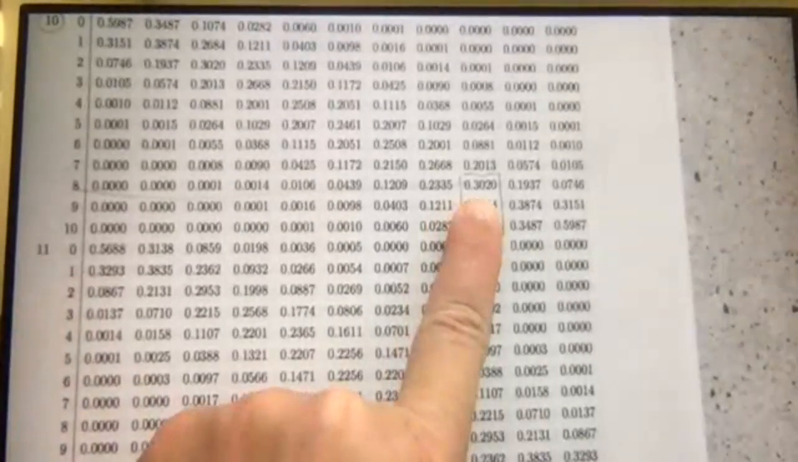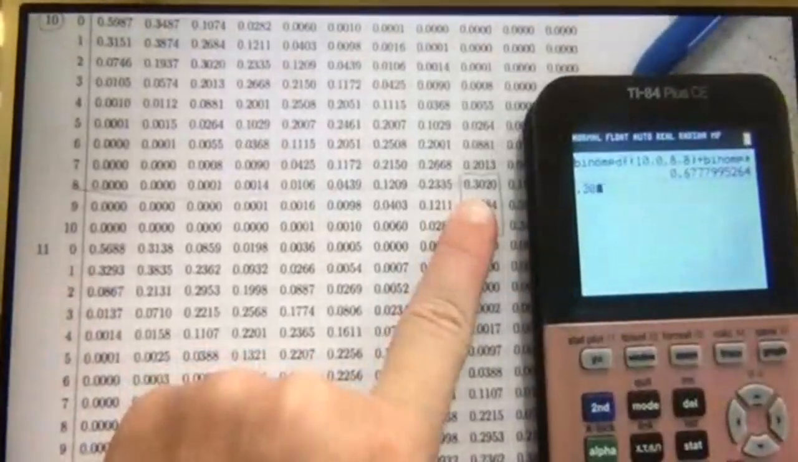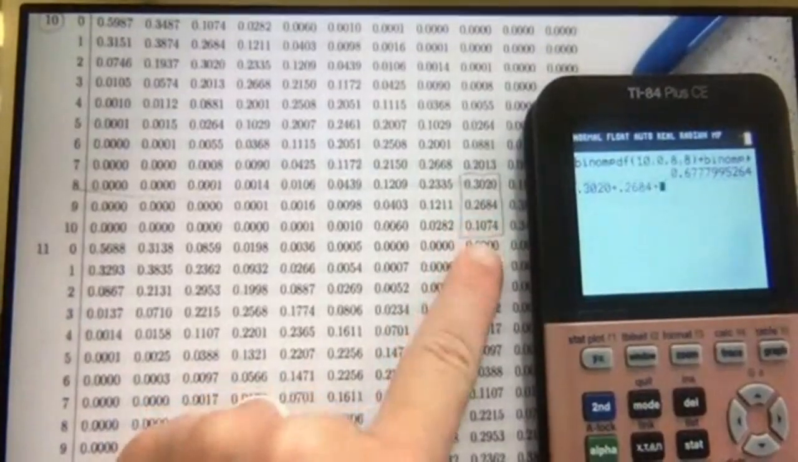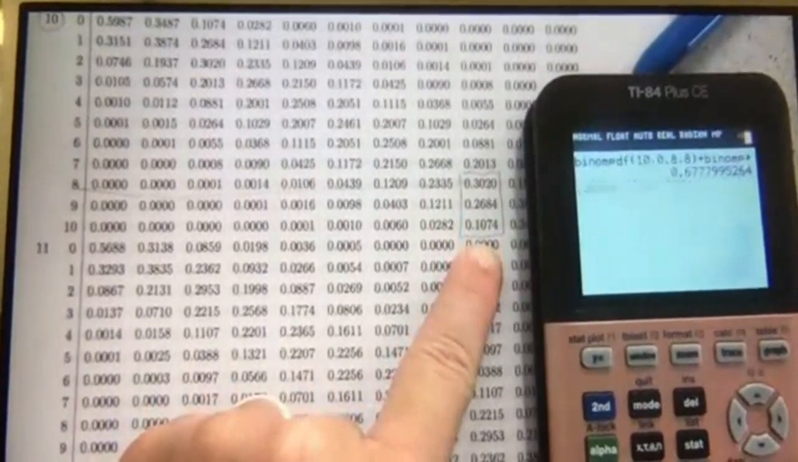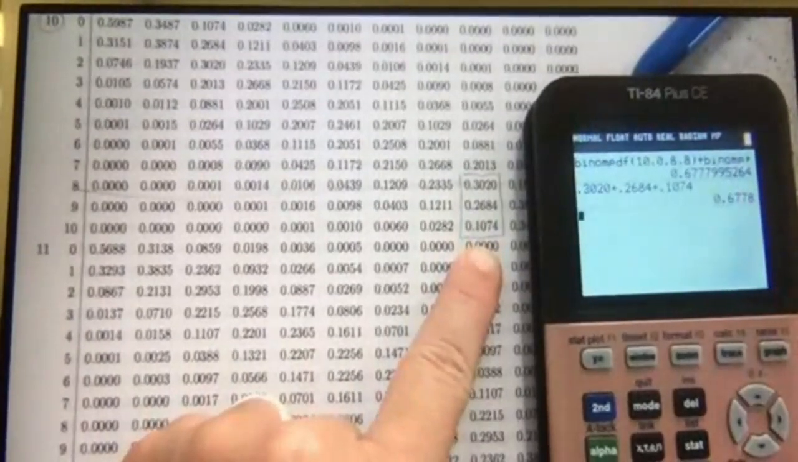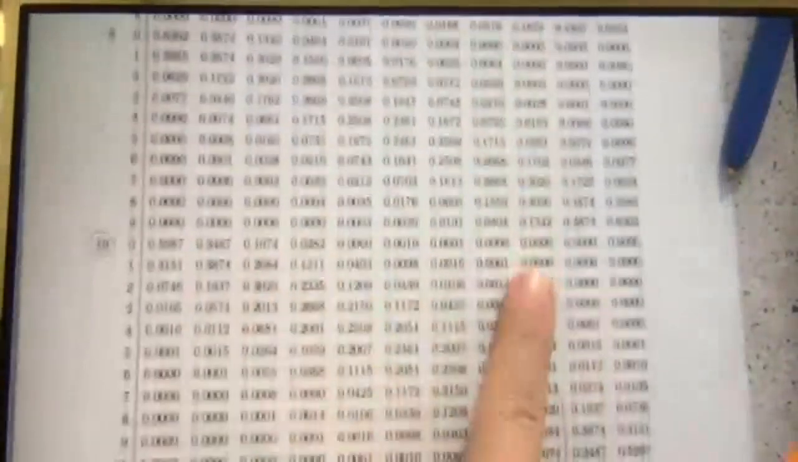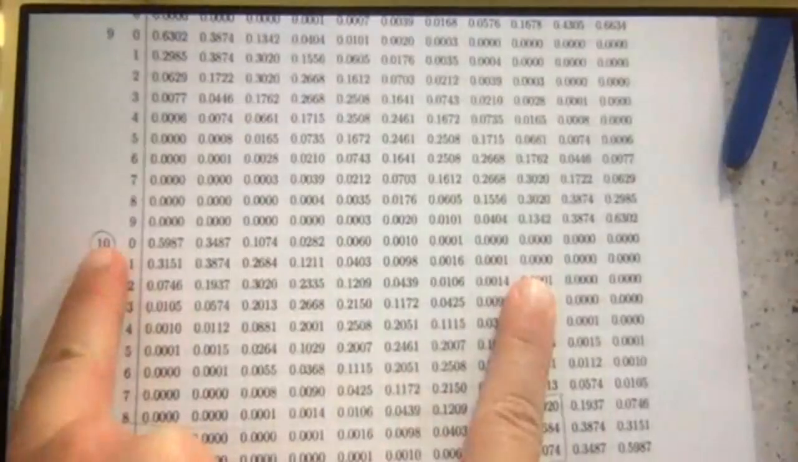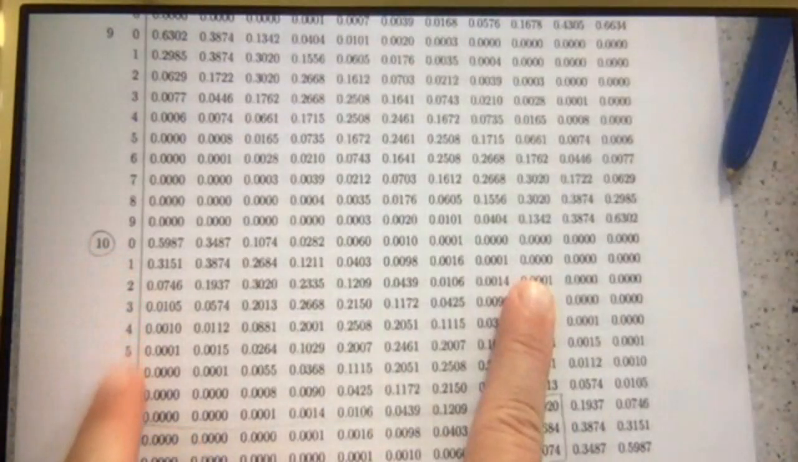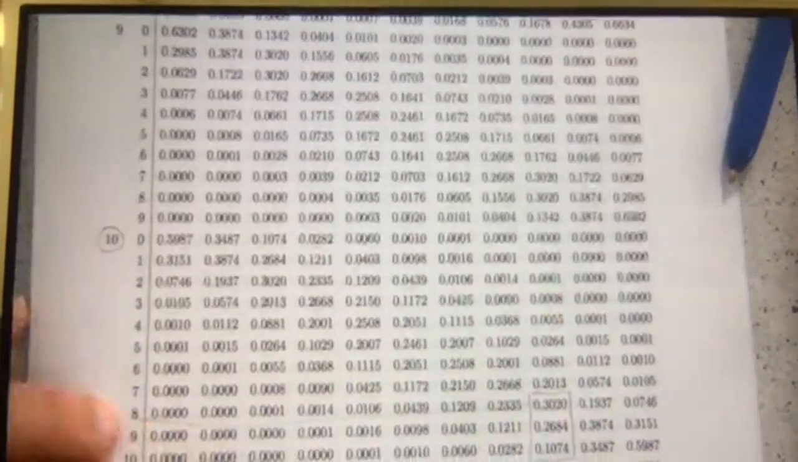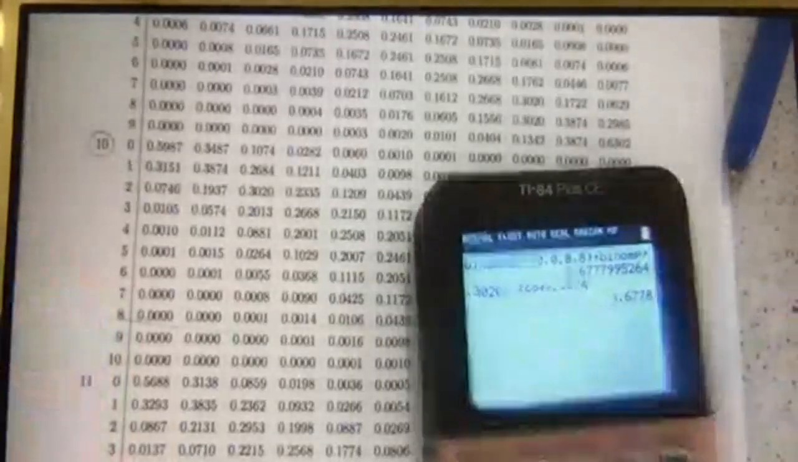So 0.3020 plus 0.2684 plus 0.1074. And notice you get the same thing. So whatever floats your boat, go for it. Again, our p-value is 0.8, so I'm looking at this column. My n value was 10, and then looking now when x was 8, 9, and 10, these three values right here. Either way, you get the same answer.